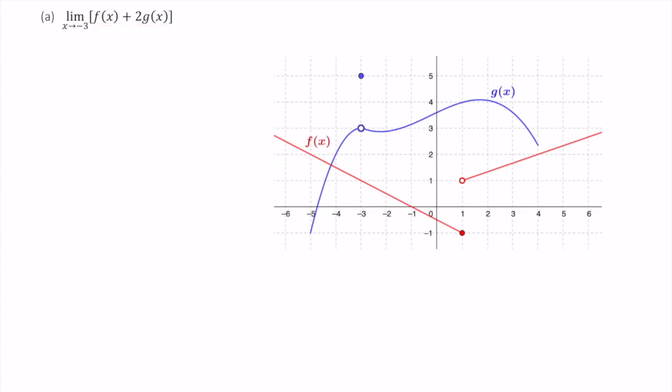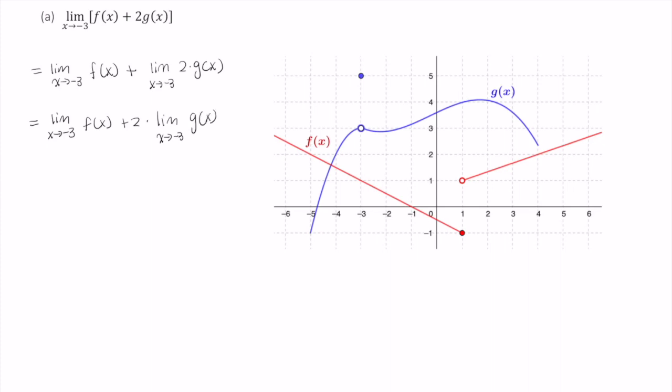x. So applying the limit laws, this becomes the limit as x approaches negative 3 of f of x plus the limit as x approaches negative 3 of 2 times g of x. And we can simplify this a little bit further. The constant can be moved in front of the limit. So this is the limit as x approaches negative 3 of f of x plus 2 times the limit as x approaches negative 3 of g of x.